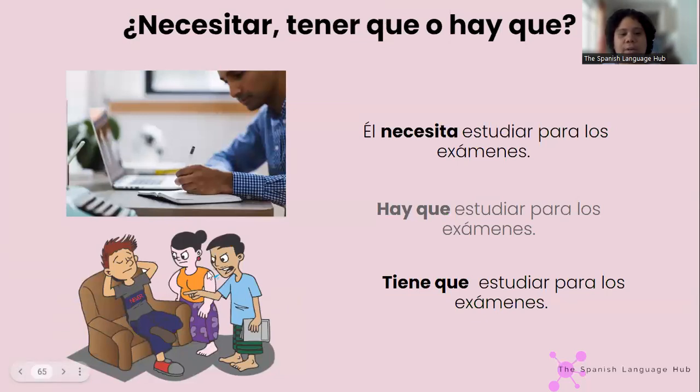This is more strict, a stronger suggestion, which is more than a suggestion, it's an obligation. So you see the two parents here are very mad because this kid is a teenager and he doesn't want to study. So, bueno, he's saying to his mom, hey, él tiene que estudiar para los exámenes. He has to study. Or he's saying directly to him, hey, you have to study for the test. Tú tienes que estudiar para los exámenes. Okay?